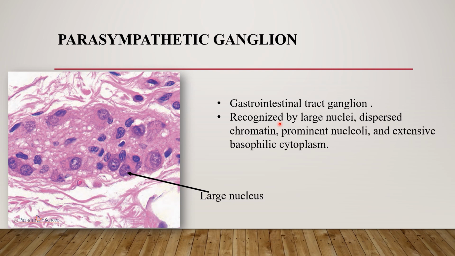Now in this diagram we can see an example of the parasympathetic ganglion, which is a gastrointestinal tract ganglion, recognized by large nuclei with dispersed chromatin, prominent nucleoli, and extensively basophilic cytoplasm.